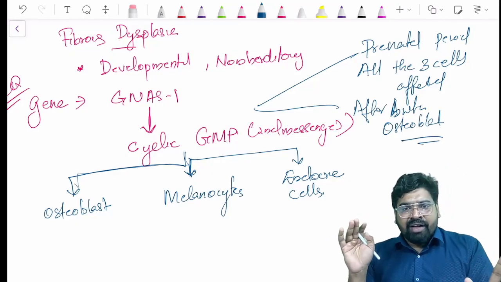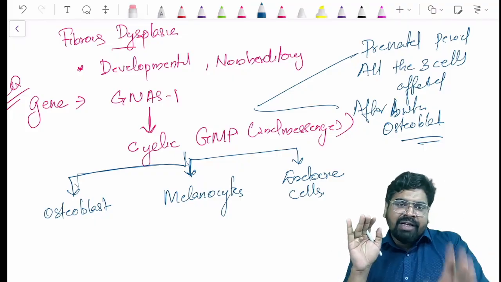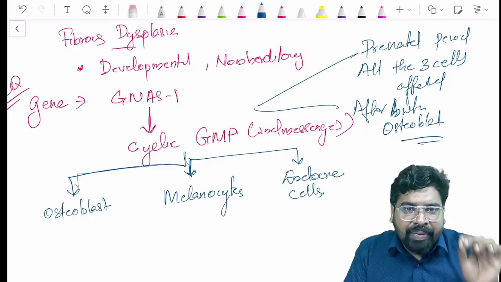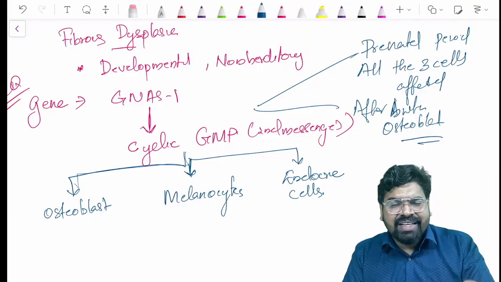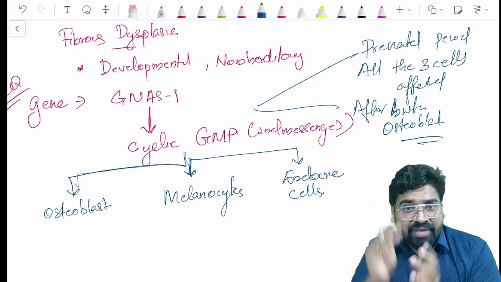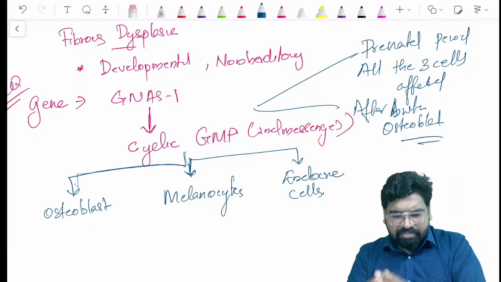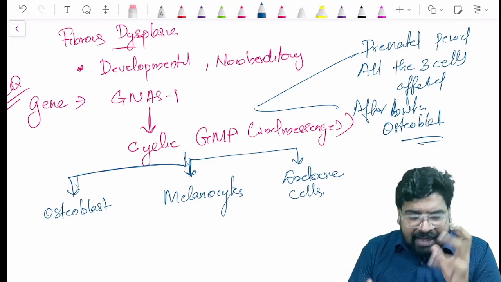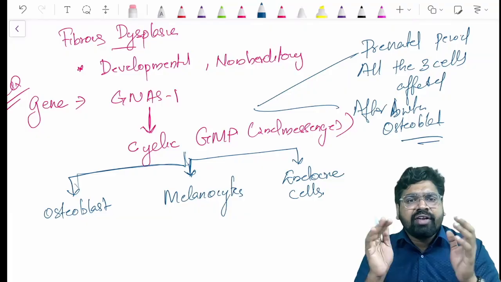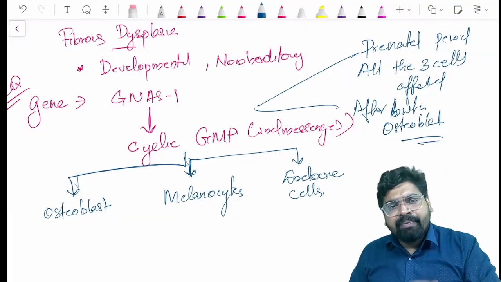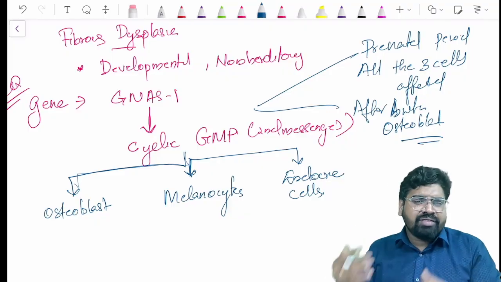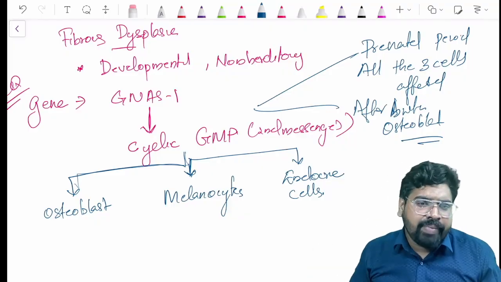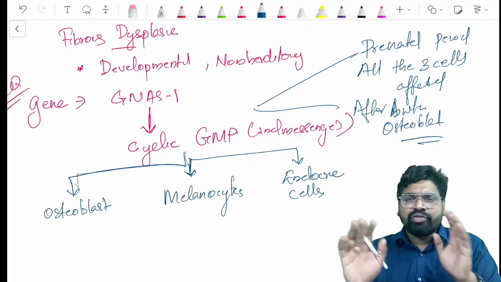See the concept? Fibrous dysplasia is due to mutation of the GNAS1 gene. GNAS1 controls your cyclic GMP. Cyclic GMP controls 3 cells: osteoblasts, melanocytes, and endocrine cells. So the clinical manifestation in the patient depends upon the time period when this mutation has happened. If it is prenatal, all the 3 cells will be affected, and if it is after birth, only osteoblasts will be affected.